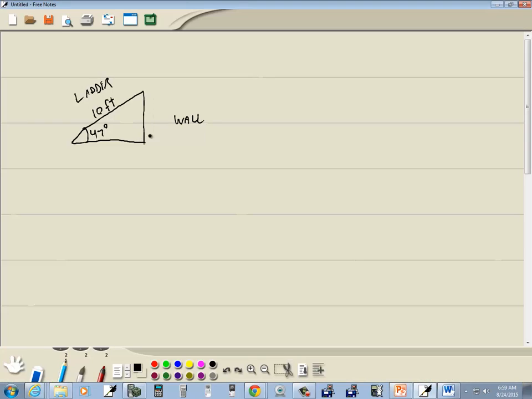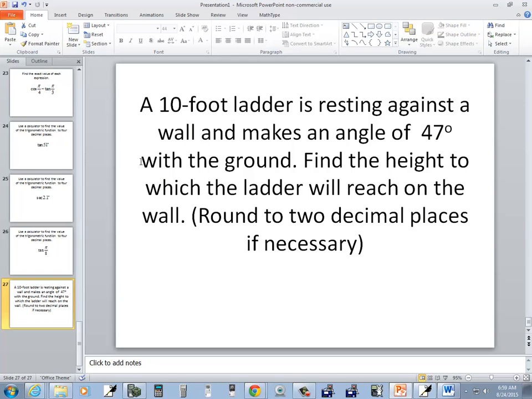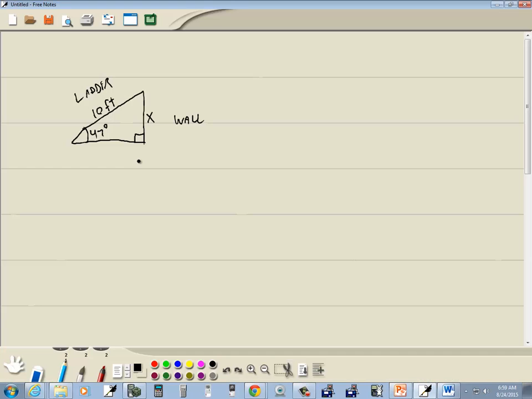So we're trying to find this value right here, so that'd be like our variable, x. Now, this is a right triangle. Round to two decimal places. Now if I draw this without all the extra words, that's 47 degrees, this is 10 feet. Now in terms of this angle, this side over here is the opposite side.